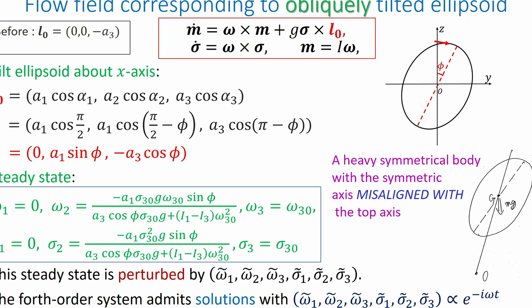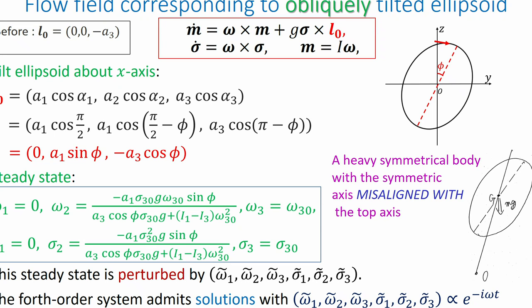Then, motivated by these analogies, you can consider the stability of the flow confined in the tilted spheroid. And in this case, the top axis, meaning the axis connecting the fixed point to the center of gravity, is misaligned with the symmetric axis. And this top axis built from body coordinates looks like this.